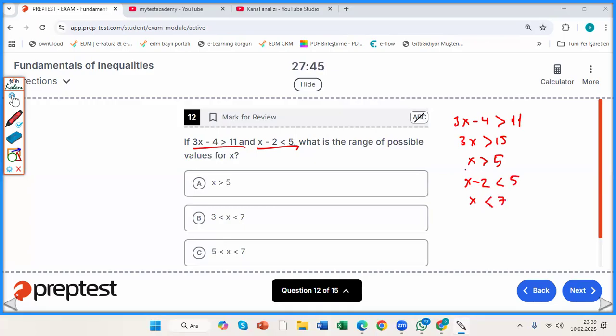Okay, right now we have two different intervals. Think of it as a union. So x is less than 7 and x is greater than 5. So as a union, option C is true for this question.